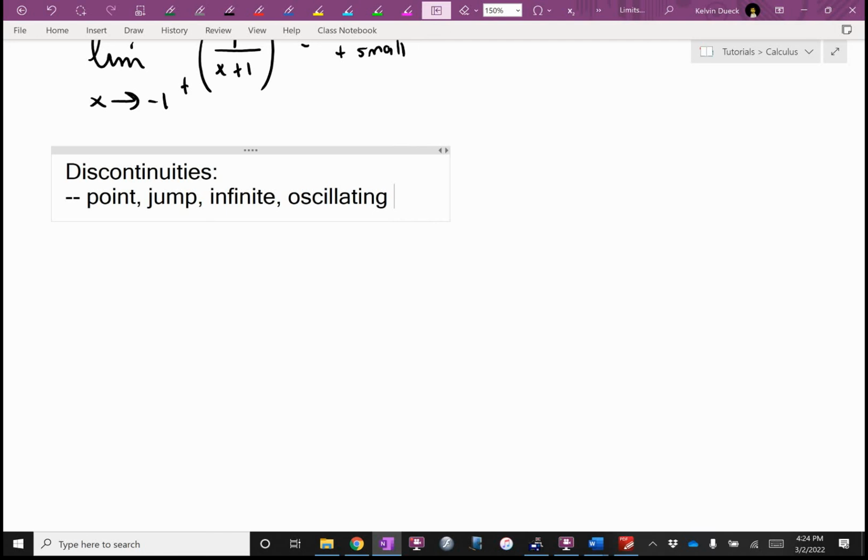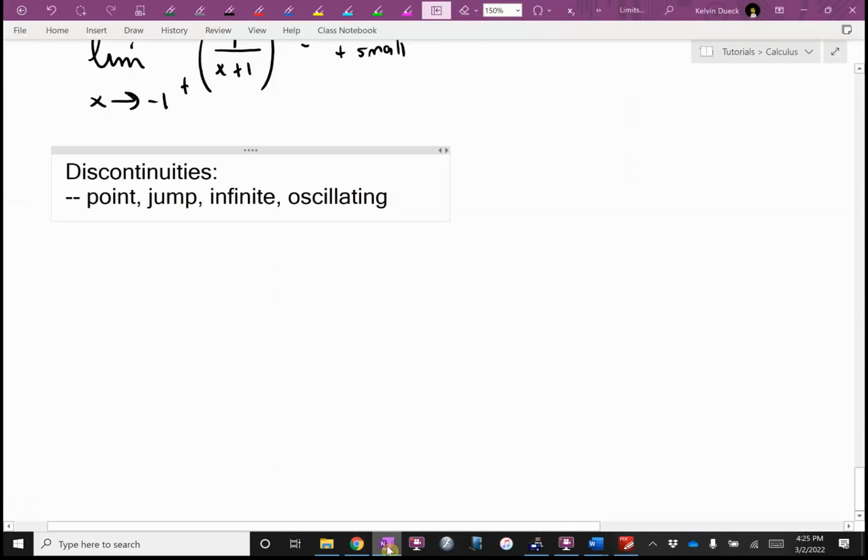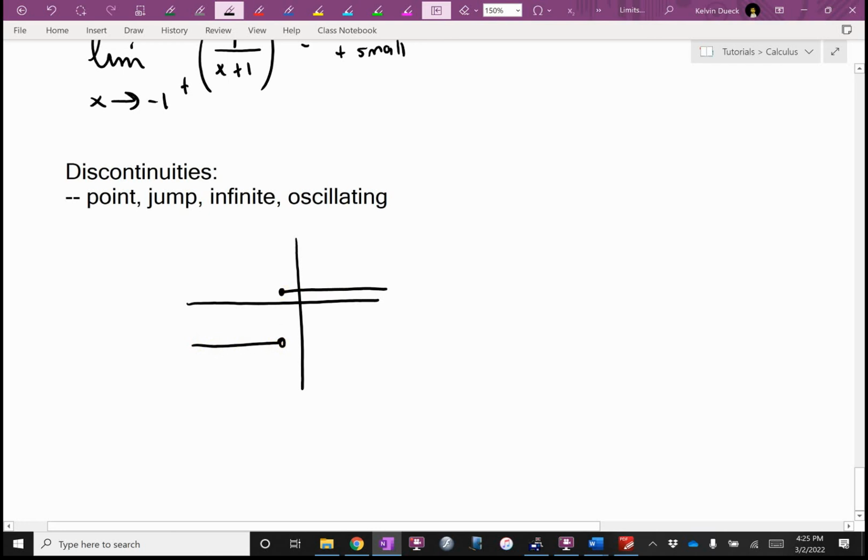From a graph, it's usually pretty easy. I just showed you a point discontinuity. There is a point discontinuity right there. On the graph, there's a hole. Okay? What would a jump discontinuity look like as a graph? It would look like that. Okay?